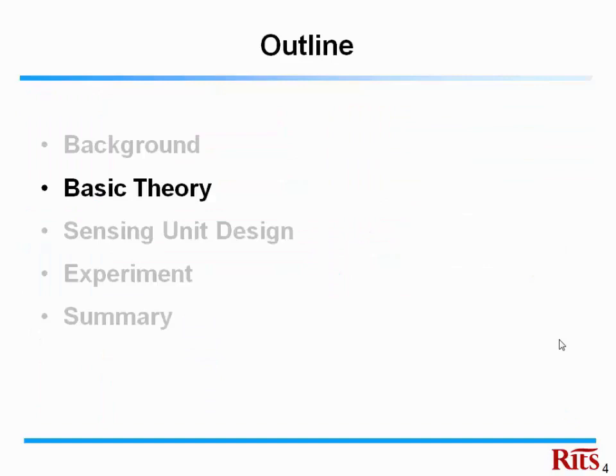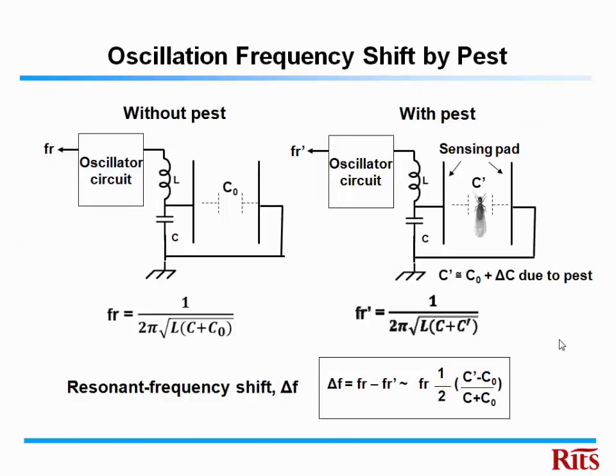So, basic theory. We use an inductor and capacitor type VHF oscillator. On the left-hand side is the inductor, and a small sensing pad is attached to the hot end of the C. Another pad is connected to the system ground. The resonant frequency of this schematic is shown by the typical formula on the left side.